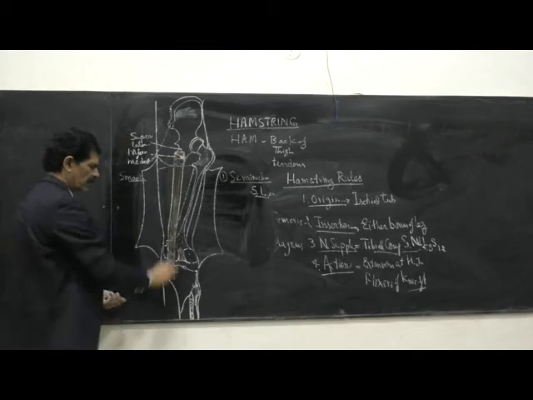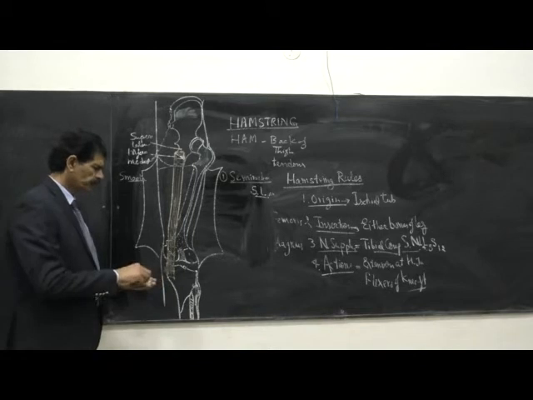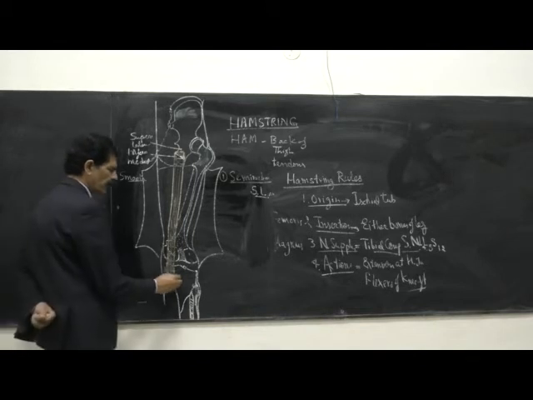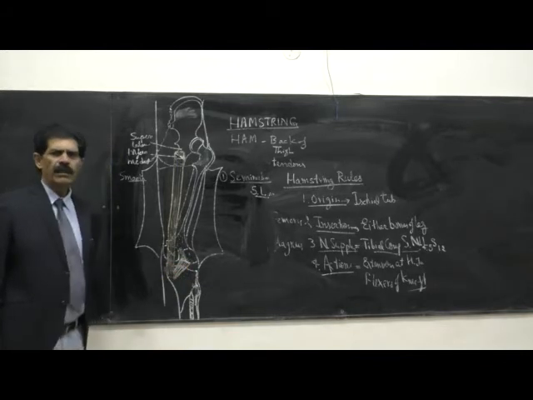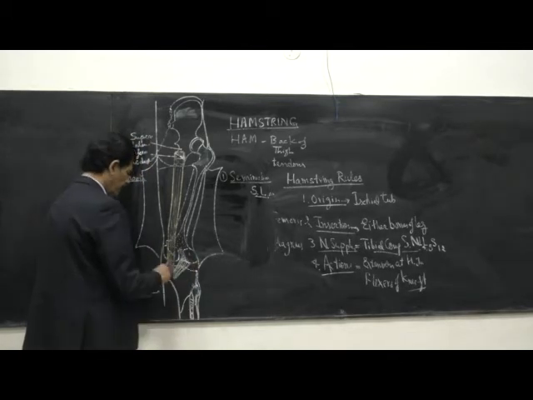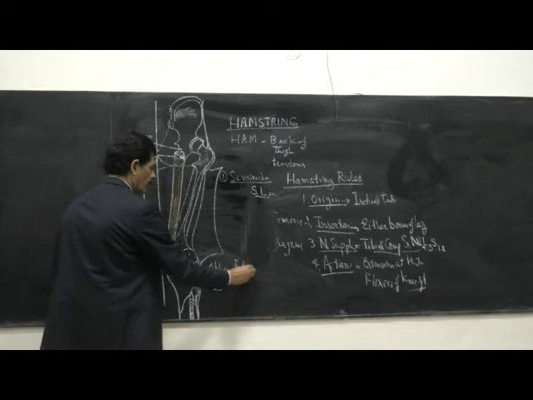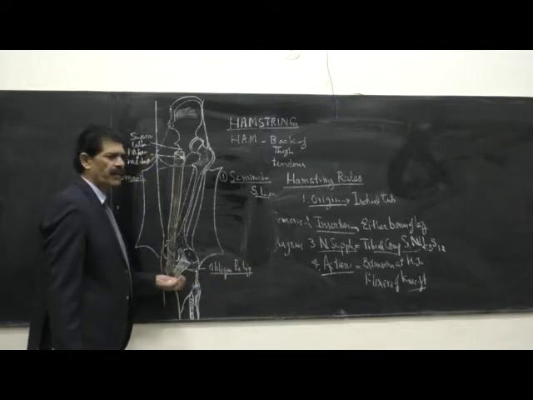It is membrane-like, ribbon-like. At the insertion, an aponeurotic extension of this muscle runs upward and laterally and obliquely, and it forms the oblique popliteal ligament, which is fused with the posterior surface of the fibrous capsule.